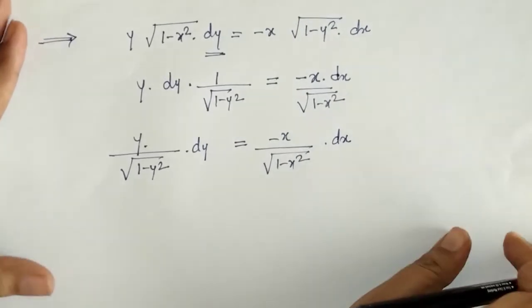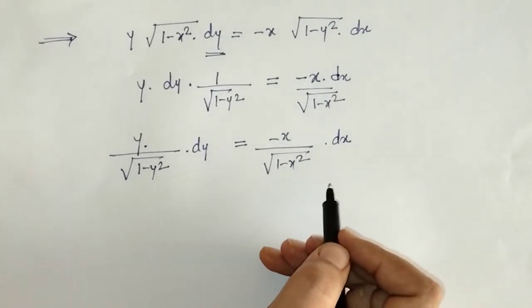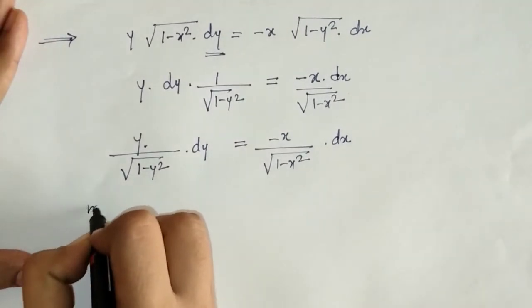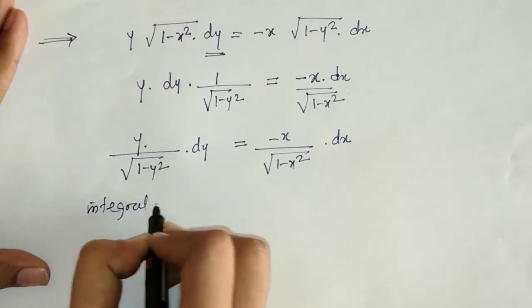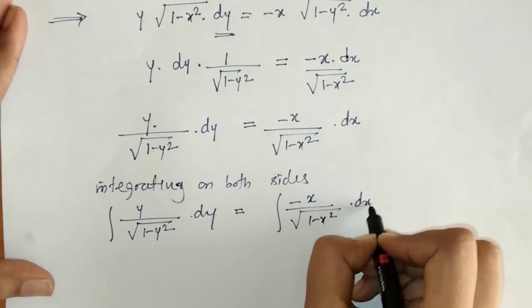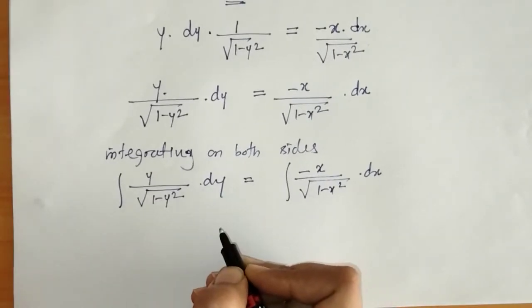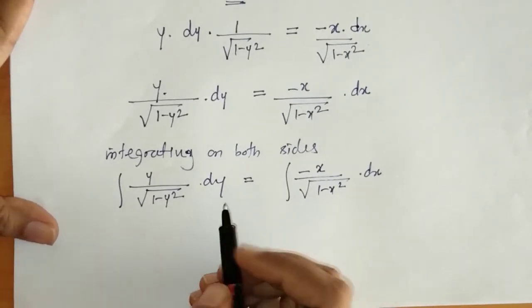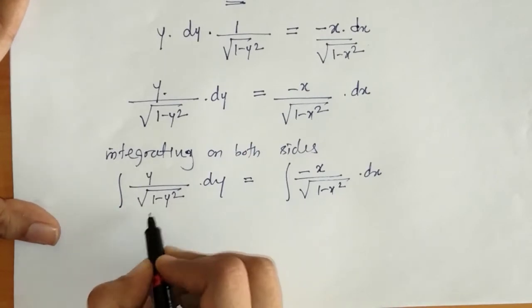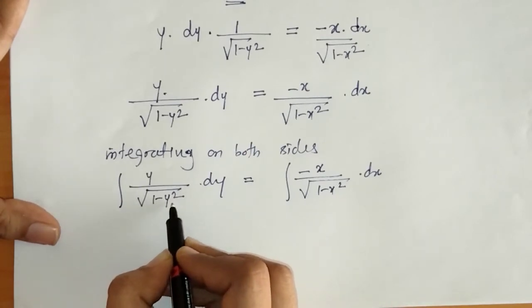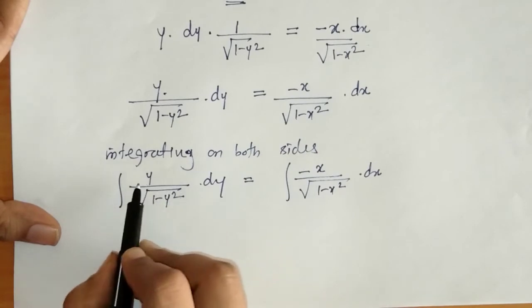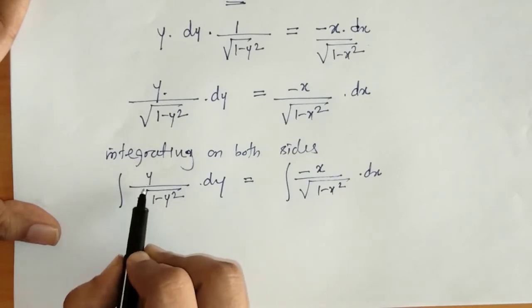So now we can solve this integral. So how to solve this next here? We have to take integration on both sides. Yes, now we have to solve this integration. We can check that here in the denominator we have the term root of 1 minus y square, and in the numerator we have y.